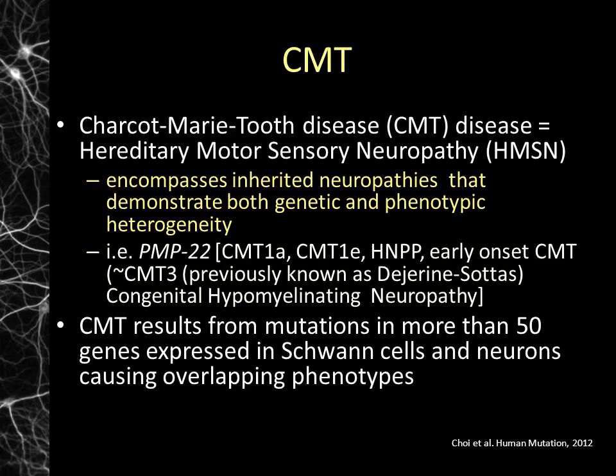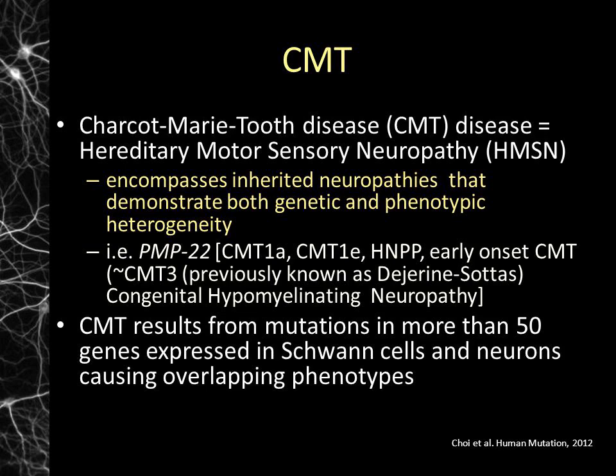CMT. Charcot-Marie-Tooth disease, CMT, equals hereditary motor sensory neuropathy, HMSN. It encompasses inherited neuropathies that demonstrate both genetic and phenotypic heterogeneity. Includes PMP22, CMT1A, CMT1E, HNPP, early onset CMT, CMT3, previously known as Dejerine-Sottas, and congenital hypomyelinating neuropathy. CMT results from mutations in more than 50 genes expressed in Schwann cells and neurons causing overlapping phenotypes.